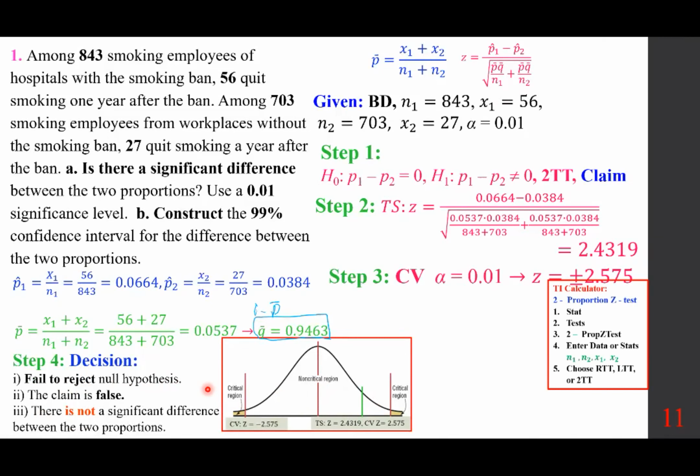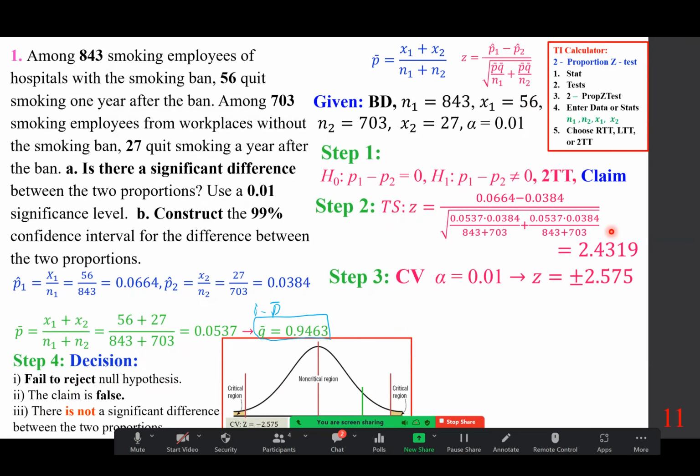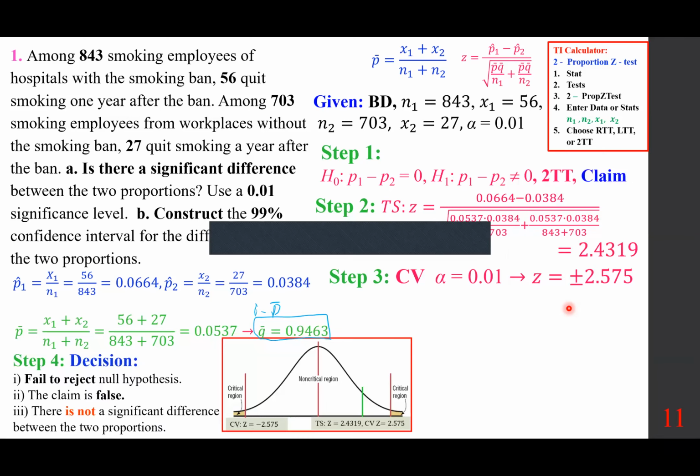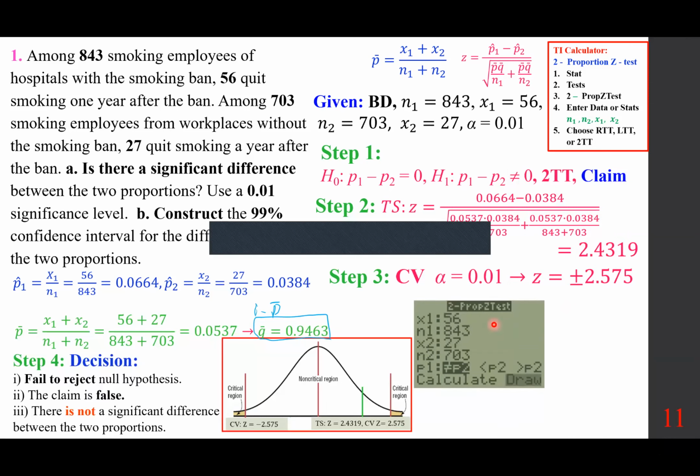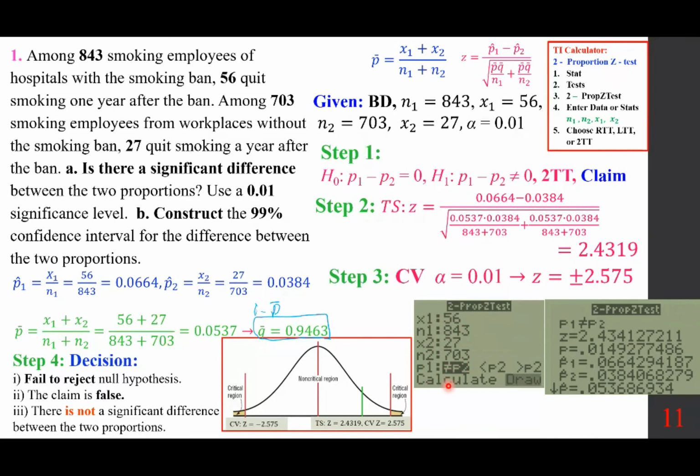All right. Let's look at the technology. We use the two proportion z-test. So two proportion z-test, and we plug in the information x sub 1, n sub 1, x sub 2, n sub 2. Now p sub 1 not equal to p sub 2, you choose that one, you calculate, and it gives you the information. Notice what it gives you.